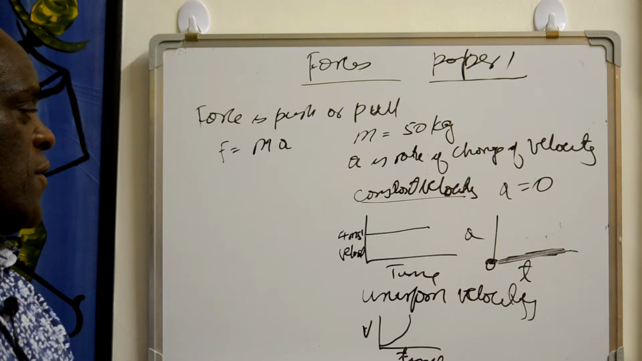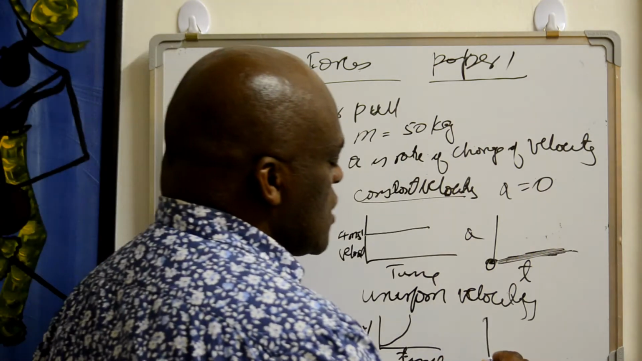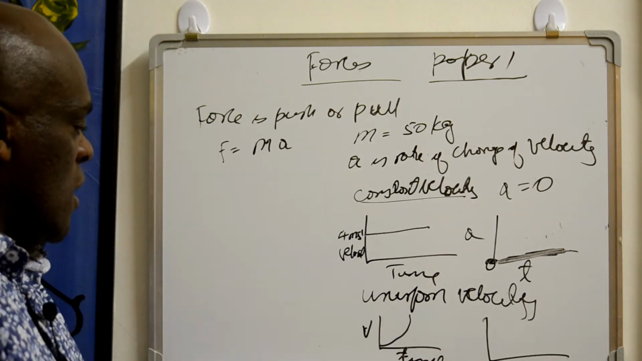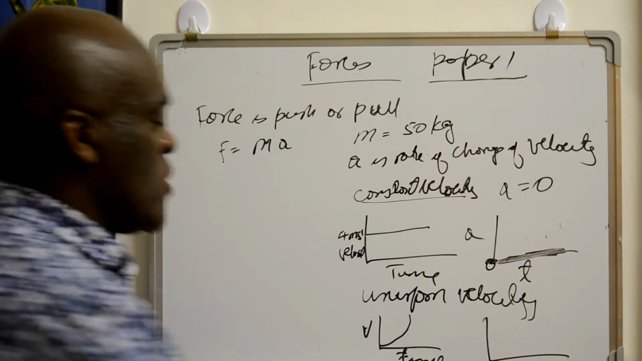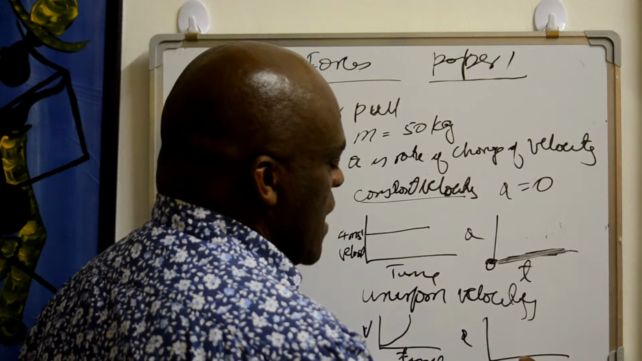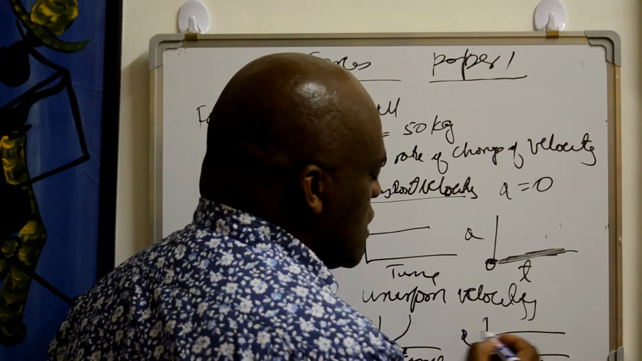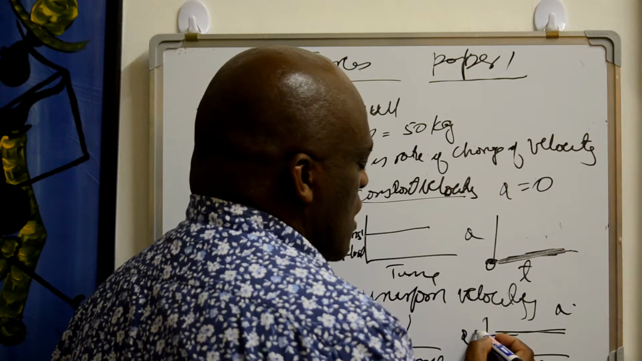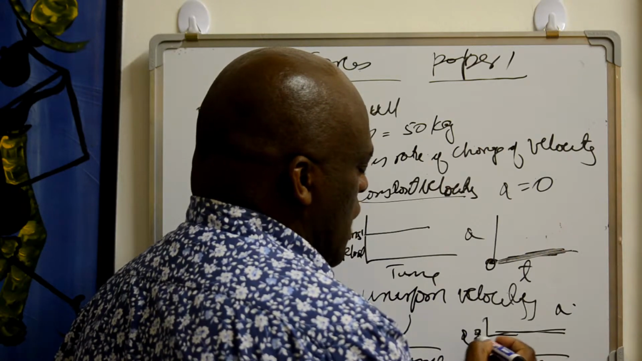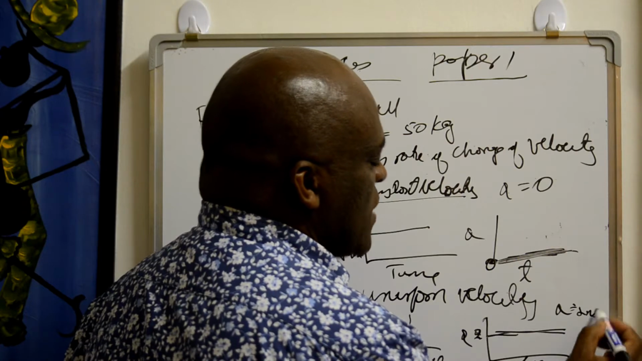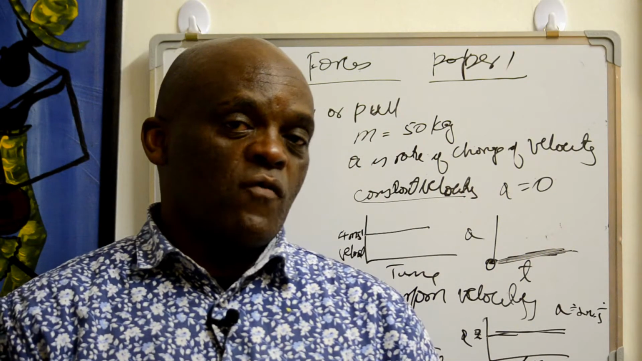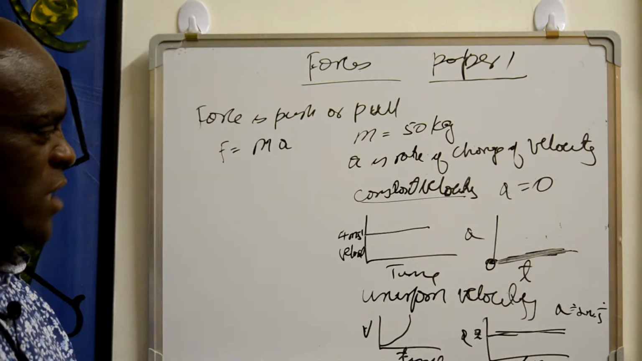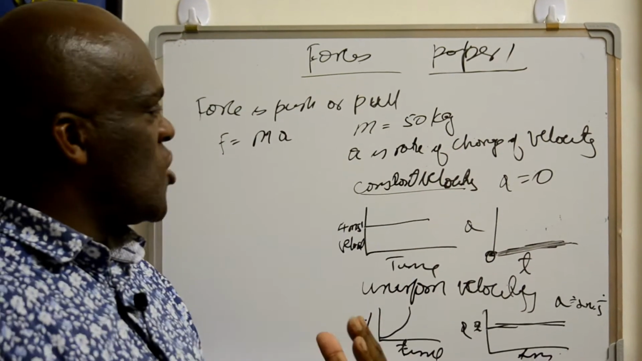Then how do you draw the acceleration versus time graph? For a uniform change in velocity, your acceleration is constant. If you have acceleration here and time here, let's say for instance the acceleration is 2 meters per second squared. It means your velocity is increasing by the same amount. That's what I want to explain about velocity and acceleration.